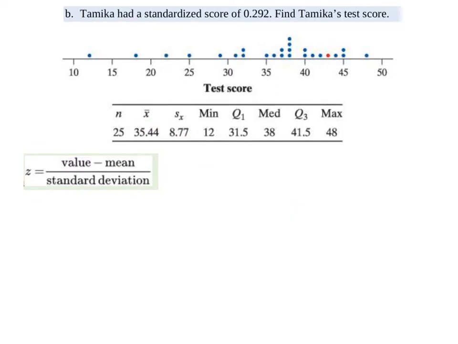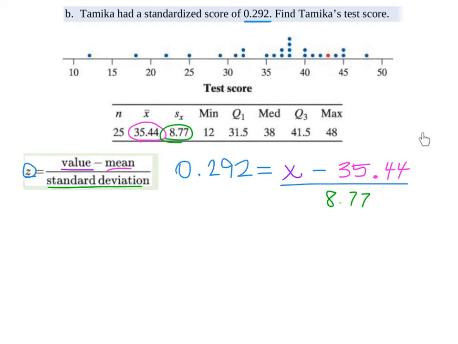So now let's take a look at the information that we have and work backwards to find the value. So Tamika's z-score is 0.292, and the value is what we're going to be solving for. We can find the mean and the standard deviation, so let's do a little bit of algebra to find the value. So here's our starting equation. We've got our z-score, we've got our value or our test score for Tamika that we're looking for, subtracting the mean divided by the standard deviation.